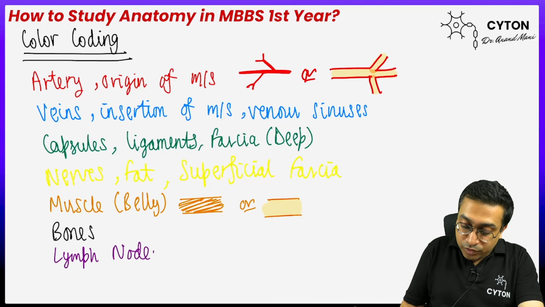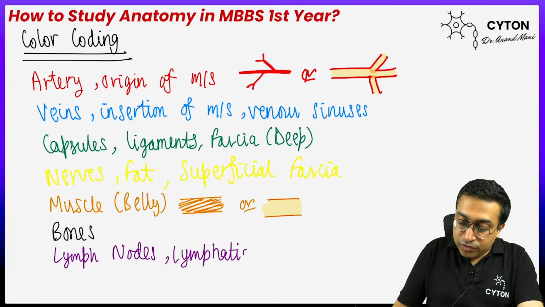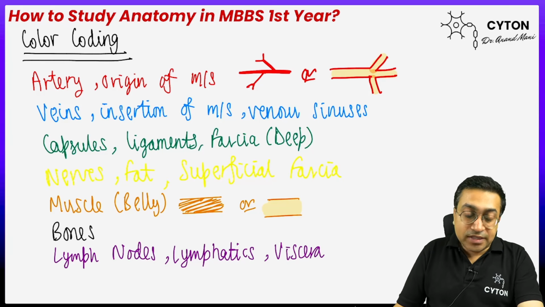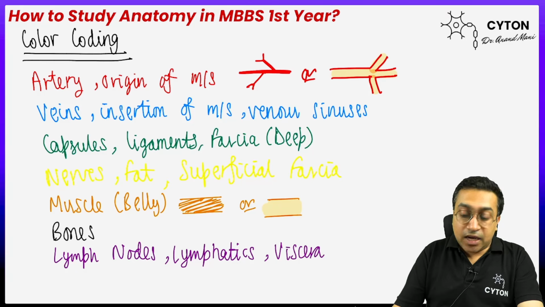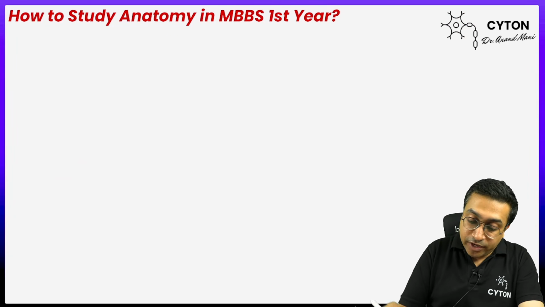Okay, lymph nodes and lymphatics. Lymph nodes, lymphatics and the viscera. Okay, all these in the purple color. So this can be variable, but this you have to remember. Then last but not the least, which is left, that is Viva.